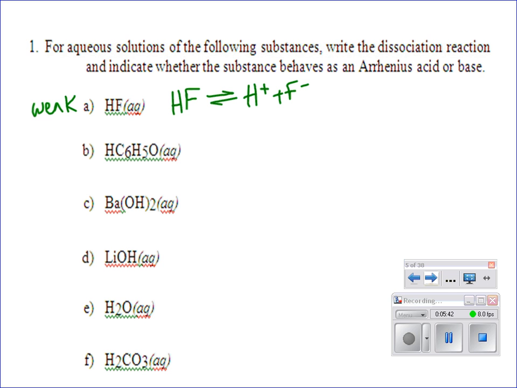And is this an Arrhenius acid or base? We're producing an H+, so we're going to say an Arrhenius acid. I'll just write the word acid. I won't write Arrhenius every time, but that's what we're looking at.